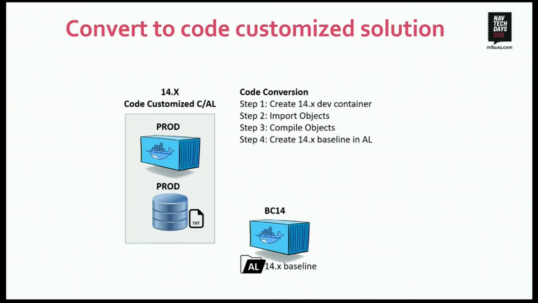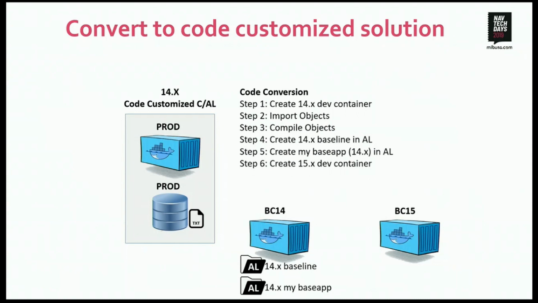That means that we take all the objects of that version of 14 precisely as it was before our modifications were added, and we export those. I know we have already imported our objects, but we can still export the baseline by specifying use baseline, or you can do it when you have created the container, of course. This means that we'll have a project with all the files in AL. Then we're going to create my base app in 14 in AL. Then we're going to create a 15 container and create a baseline in that one.